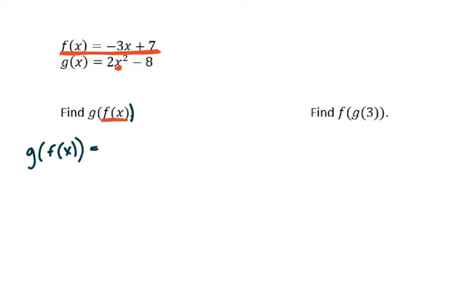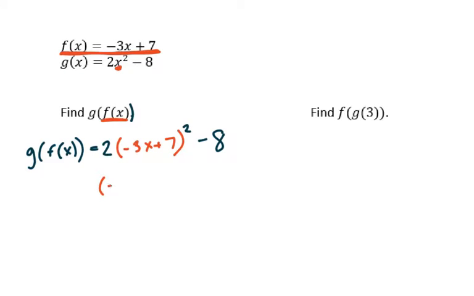So to find g of f of x, we are going to take our g of x function. We have 2, but then we have x squared. And instead of x, we are going to substitute in negative 3x plus 7. So that's our x value. So we're taking x squared minus 8. So that is our first step. We want to substitute our f of x function in for x in g of x. Now we want to simplify.